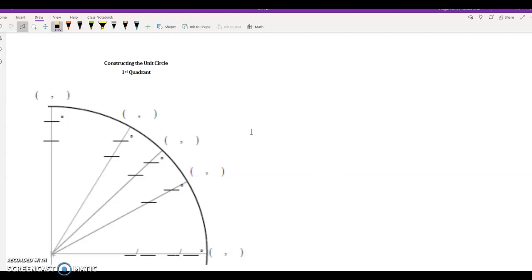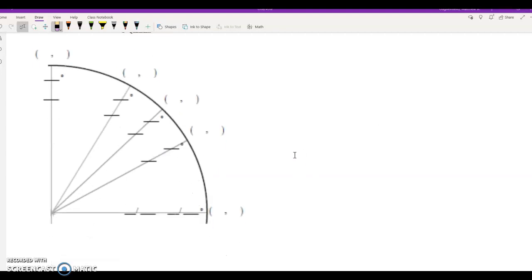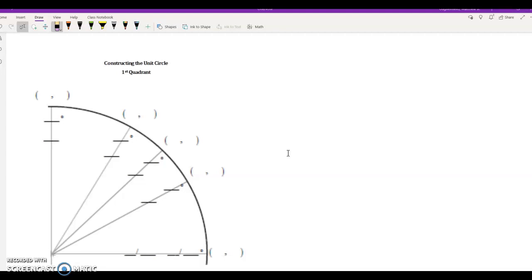Hi guys, in this video we're going to talk about why we have the unit circle and how we can use it to determine trig ratios for a lot of different special angles in our trigonometry. So let's start by looking at the first quadrant, which was the easiest.